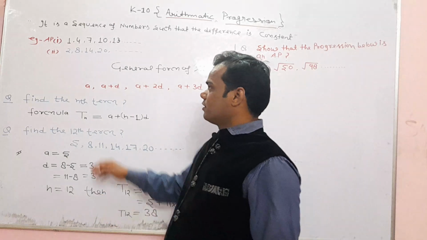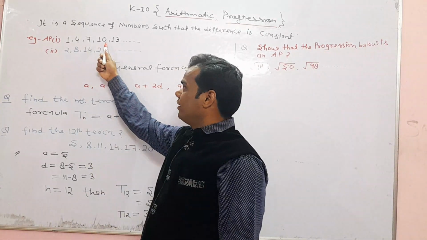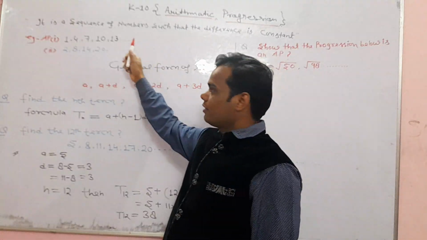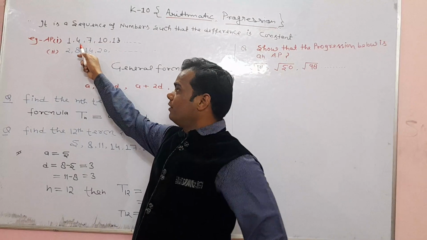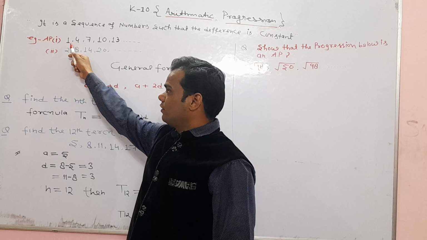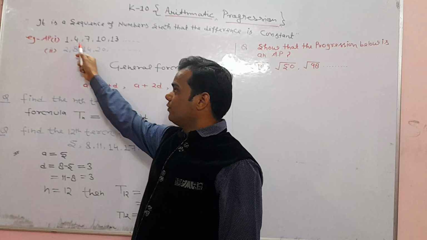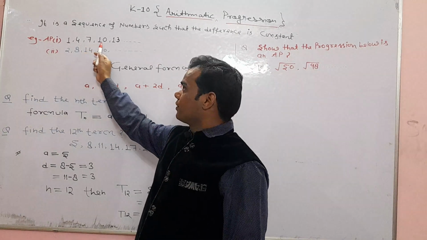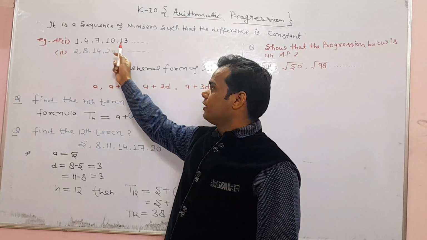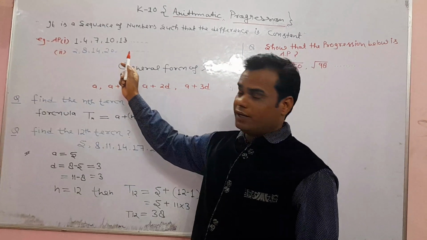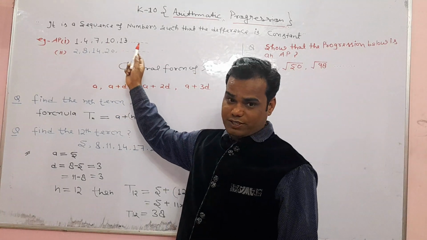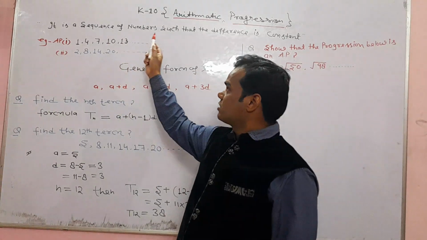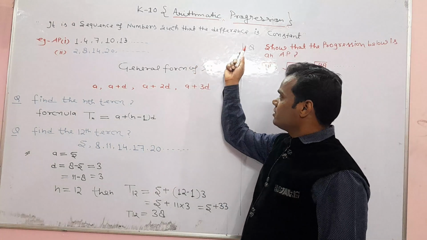For example, 1, 4, 7, 10, 13. Here the first number is 1 and the second number is 4. Then the common difference between the two numbers, 4 minus 1, is 3. 7 minus 4 equals 3. 10 minus 7 equals 3. 13 minus 10 equals 3. Here the common difference between two consecutive terms is 3. That means it is constant. So it is a sequence of numbers such that the difference is constant.